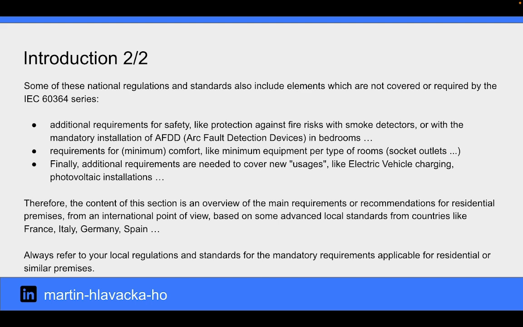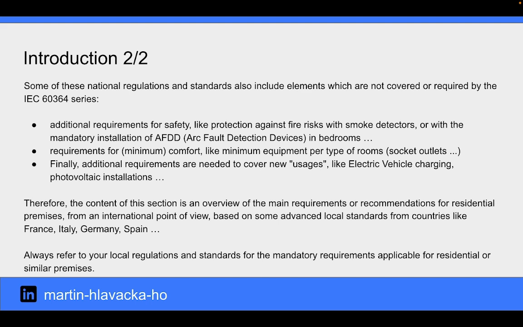Some of these national regulations and standards also include elements that are not covered or required by the IEC 60364 series, such as additional requirements for safety, like protection against fire risk with smoke detectors or with the mandatory installation of AFDD in bedrooms, requirements for comfort like minimal equipment per type of rooms. Finally, additional requirements are needed to cover new usages like electric vehicle charging, photovoltaic installations, etc.